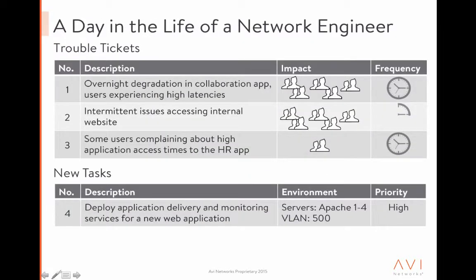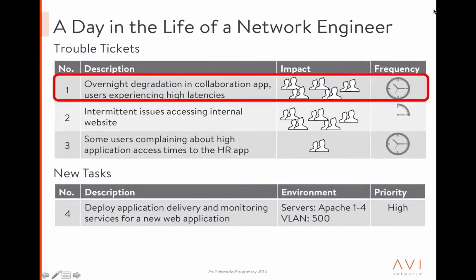All right, so now let's wear the network engineer hat again, get your coffee, sit in front of your ticket dashboard, and see what we have to troubleshoot today as a network engineer. The first ticket, well, that's the collaboration app that we started with in the beginning. Users are complaining that there is an overnight degradation in the collaboration app, and the users are experiencing high latencies. Looks like the impact is widespread. We have almost everybody seeing the problem, and it's happening consistently. So it's a pretty severe problem.